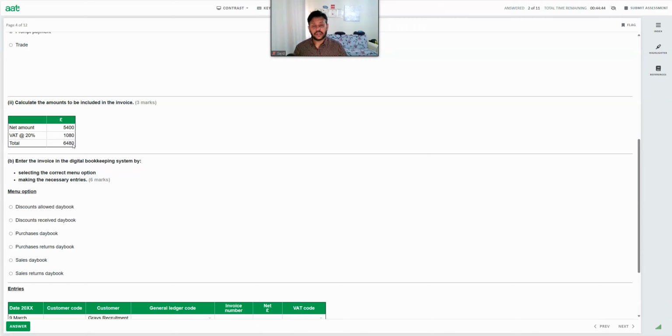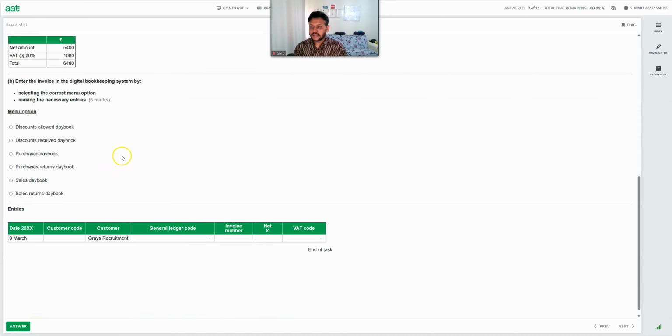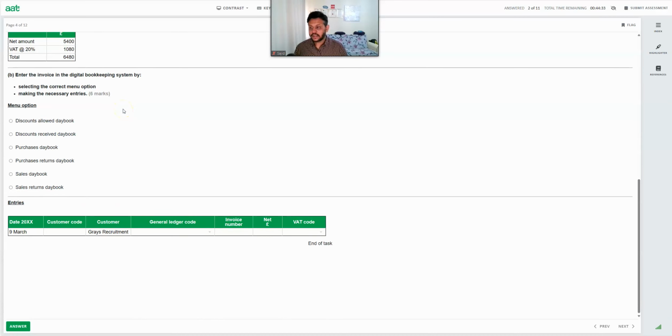When you do your Level 3, there is a paper for the tax process. You will learn everything about VAT. Alright, then the next one we have here: enter the invoice in the digital bookkeeping system, selecting the correct menu option and making the necessary entry. When I buy something, I always need to record it on the purchase daybook. If I receive an invoice from the supplier, I need to ask myself why I'm receiving it. The reason is that I made a purchase, I bought something from him. That's why he wants the money, and that's why he sends an invoice.